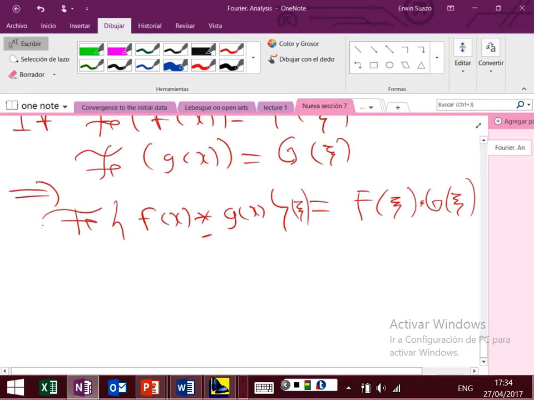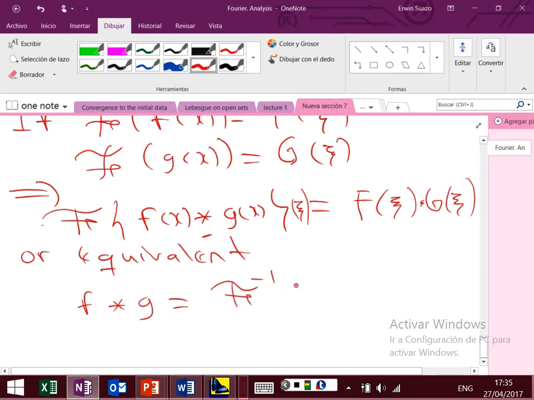Or sometimes you need the equivalent. If you take the Fourier transform on both sides, this Fourier transform will cancel, right? So you will get f convolution g equals the inverse Fourier transform of f of theta times g of theta, and that's one of the things I need. Okay.